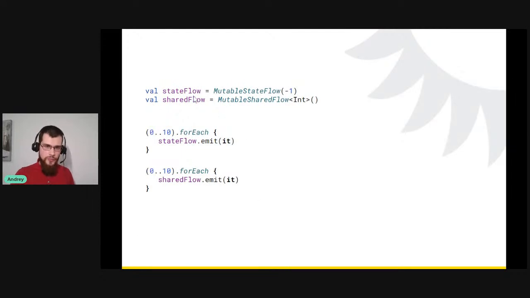In this code, we have state flow and shared flow, and we have some list from 0 to 10, and we emit these values. So if we use state flow, the collector will display only the default value -1 and the last actual state, 10. But shared flow will display all numbers from 0 to 10.